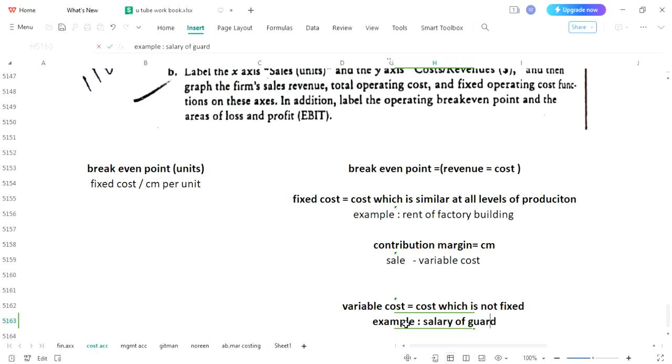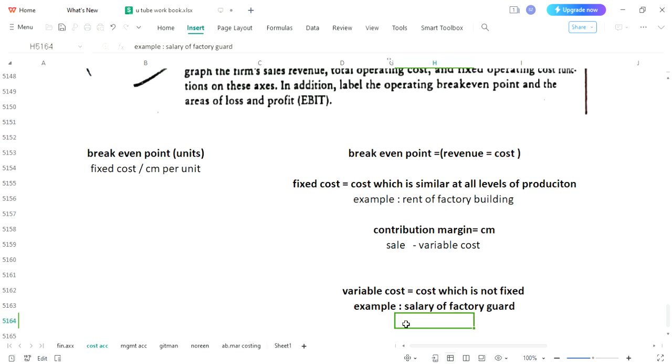The salary of a factory guard is better, but it is just an example to understand it. What will happen if the level of production inside the factory is 1000 units per hour or 2000 units per hour? You will have to pay the salary to the factory guard regardless. I have taken an example of fixed cost. Instead of this, you can take the example of the electricity bill. Please excuse me, I was just going back to the fixed cost.